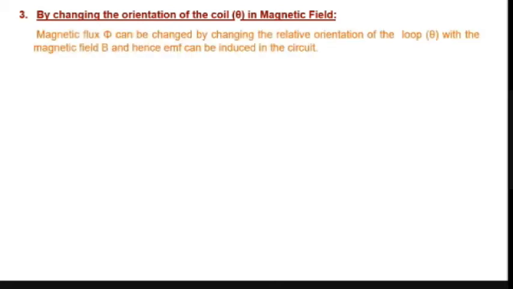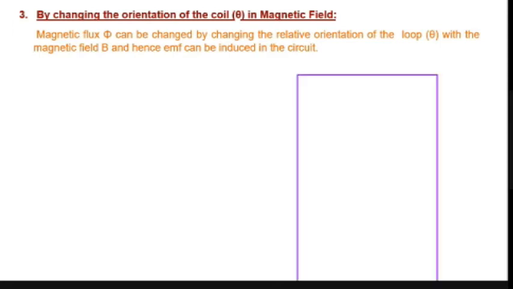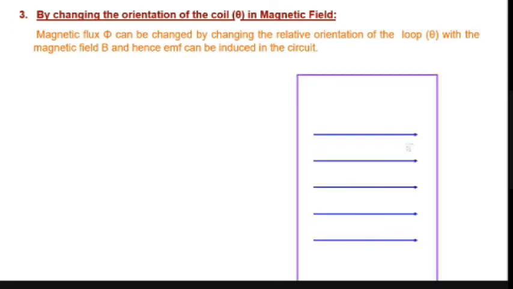So we have phi is equal to BA cos theta. We have discussed the method to change B, change A. Now we are moving to the next one, that is theta. Flux can be changed by changing the relative orientation of loop with the magnetic field. As I told earlier, theta is the angle between area vector and magnetic field, not the coil and magnetic field. It's the angle between area vector and magnetic field.